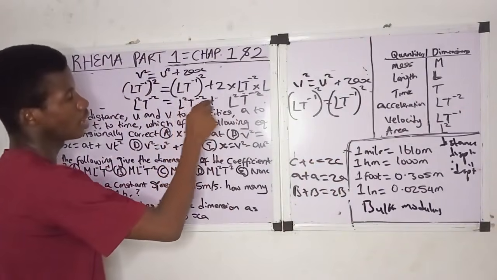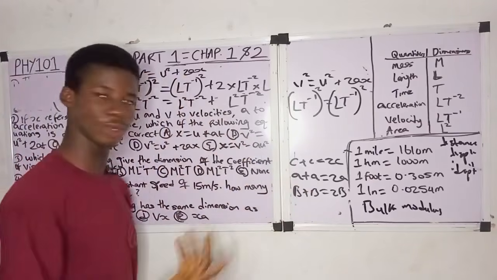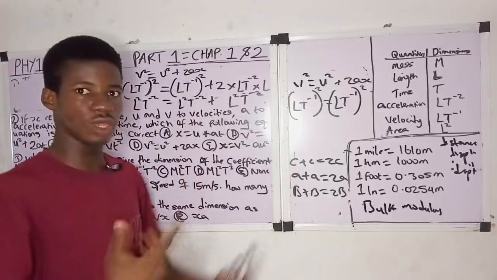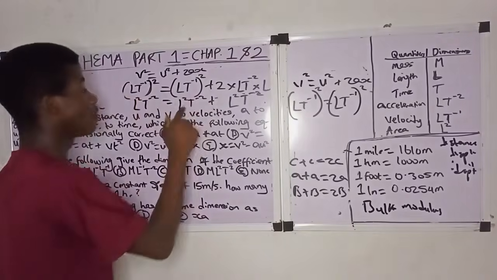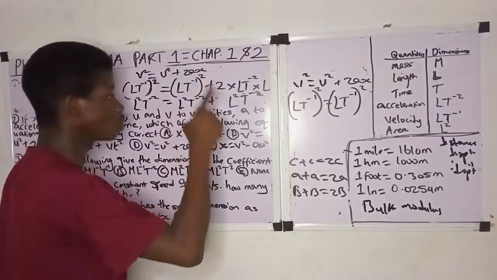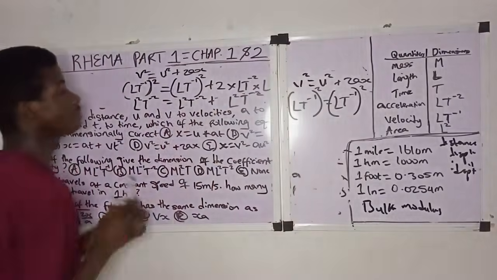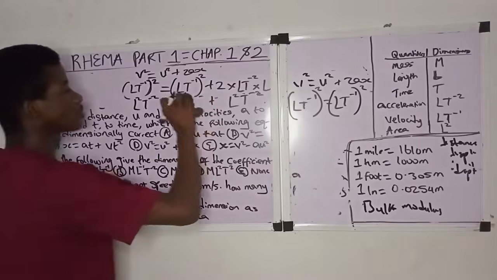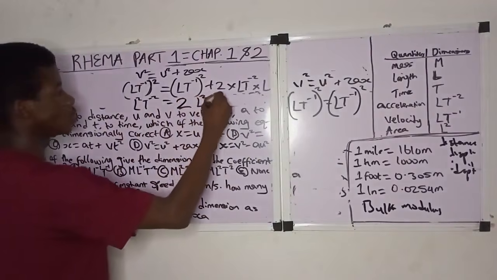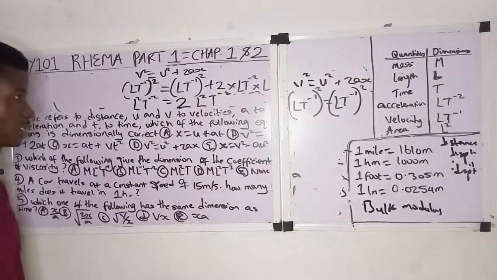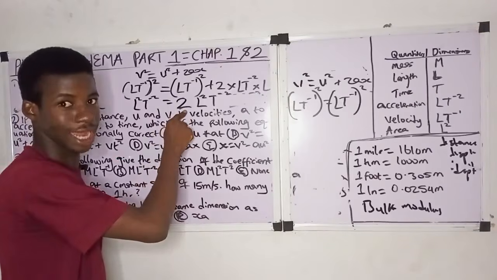L2 T raised to minus 2 plus L2 T raised to minus 2. If we add them, just like A plus A gives us 2A, we get two of that same thing, right? So L2 T raised to minus 2 plus L2 T raised to minus 2, if we add them, we have 2L2 T raised to minus 2, right? Yes.